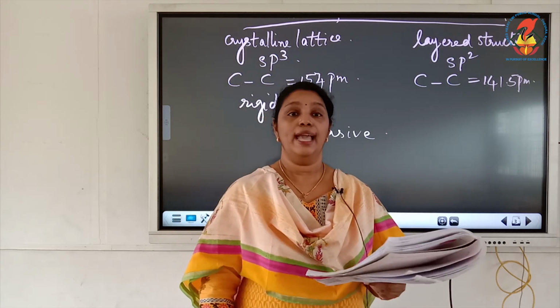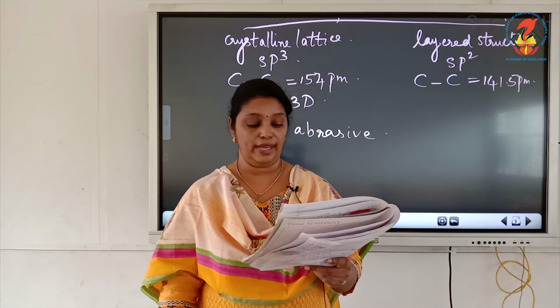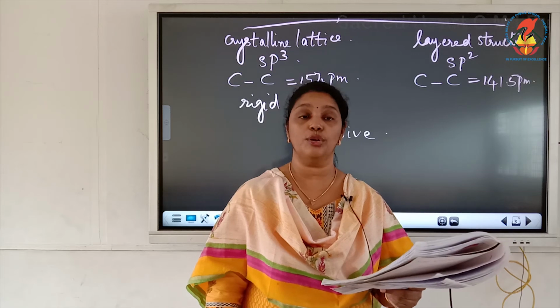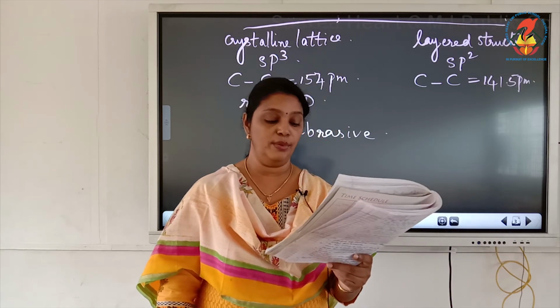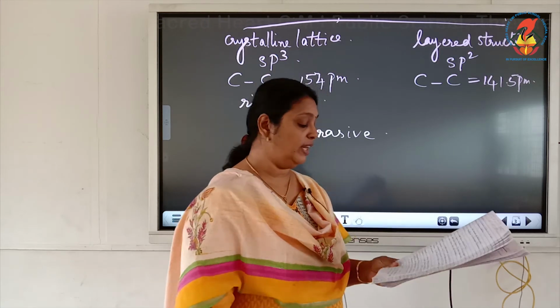The question is, anhydrous aluminum chloride is used as a catalyst. Why? Aluminum chloride is an electron deficient compound and aluminum has only 6 electrons in the valence shell. So, it acts as a Lewis acid and can act as a catalyst. Now, the next question, a very important question.